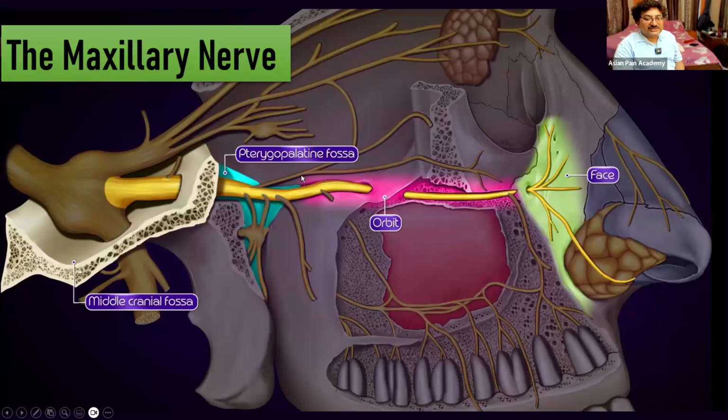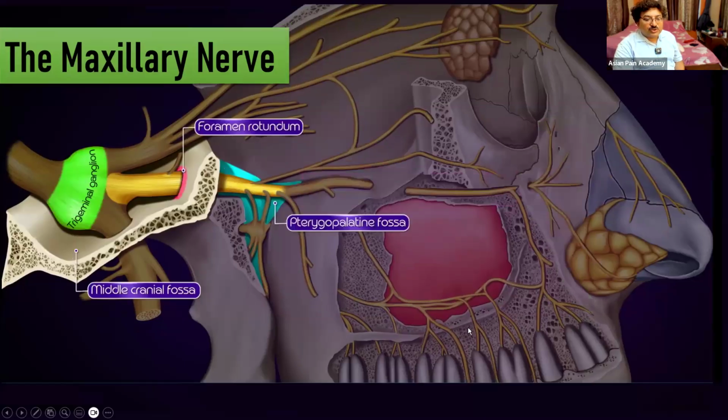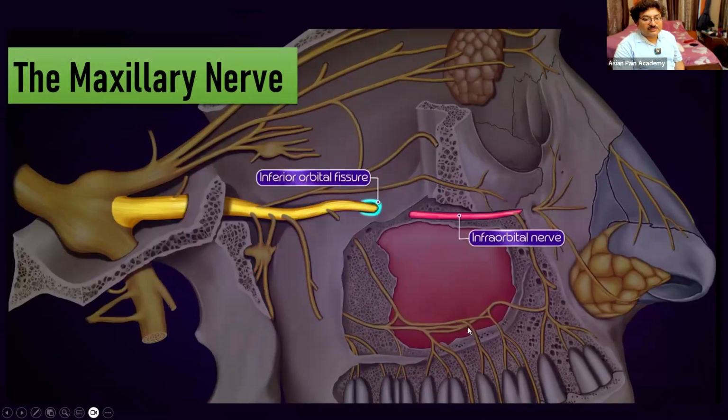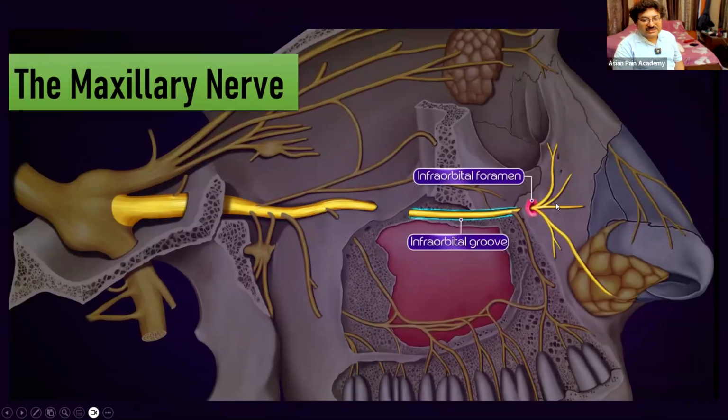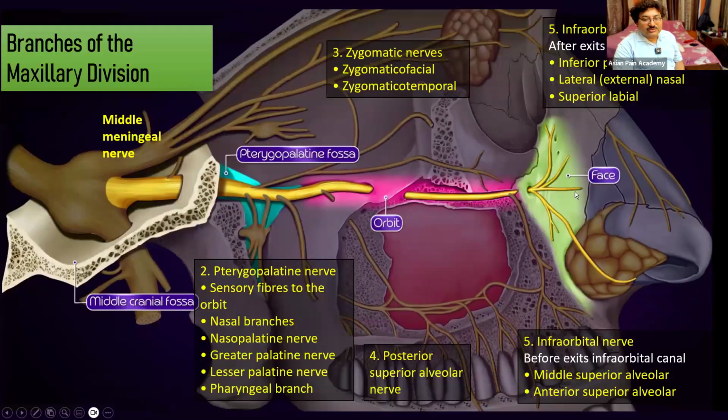Here it is giving the zygomaticotemporal and the zygomaticofacial branches, and the alveolar branches that are supplying the alveolus is also given by this block. So it is through the inferior orbital fissure that it becomes the infraorbital nerve, then it comes through the infraorbital foramen. Okay, so that is how it comes to the lower part of the face, and these are the different branches that are given by this nerve.